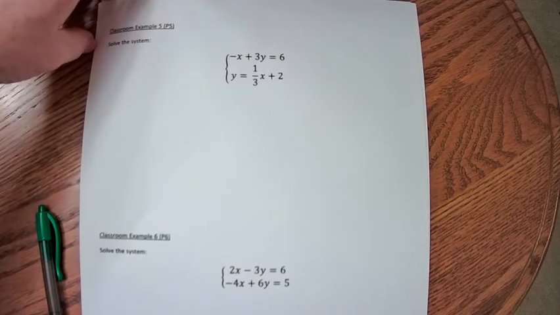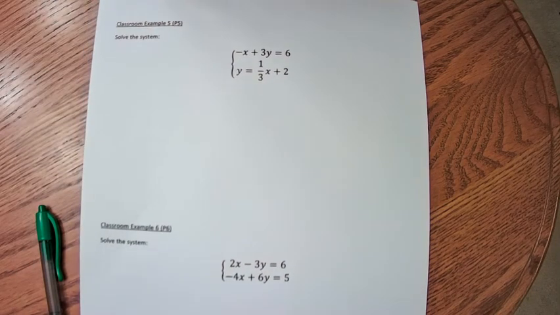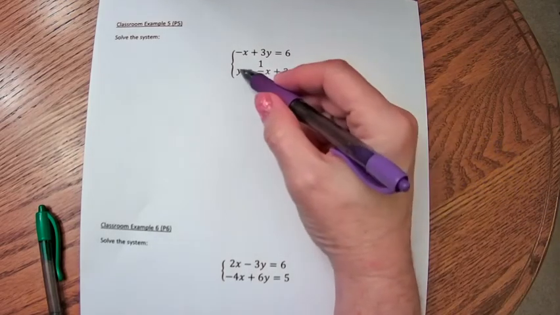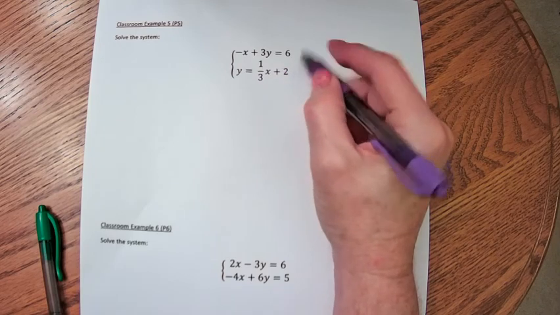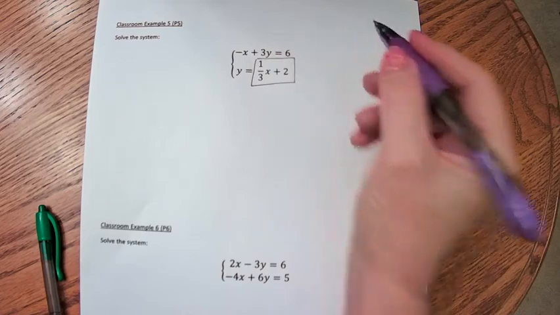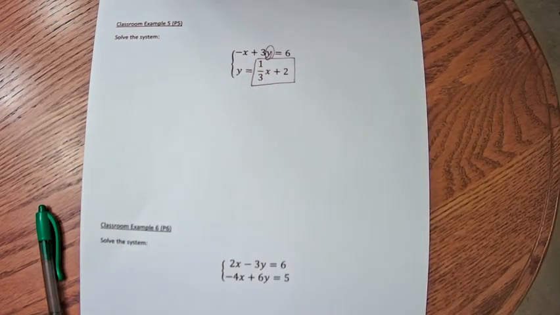So we've seen solving systems graphically. That was 4-1, and now we've been solving using substitution. And we've been finding the point of intersection. We've been finding the solution. Here I actually have y equals 1/3 x plus 2. So I'm going to take y equals 1/3 x plus 2 and substitute that in for y.